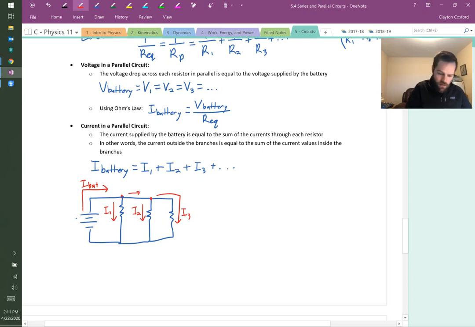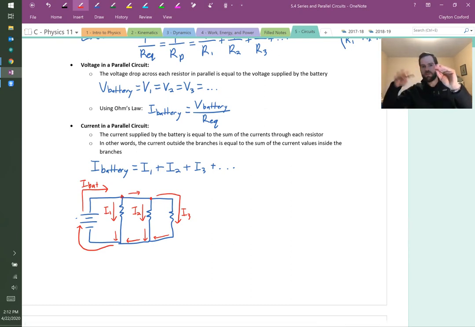Then I3 flows back and combines with I2, and that I2 and I3 combined connects back up with I1, and we get back the original current. So all the flow splits off into its individual branches, and then flows back together. Let's see that in practice.